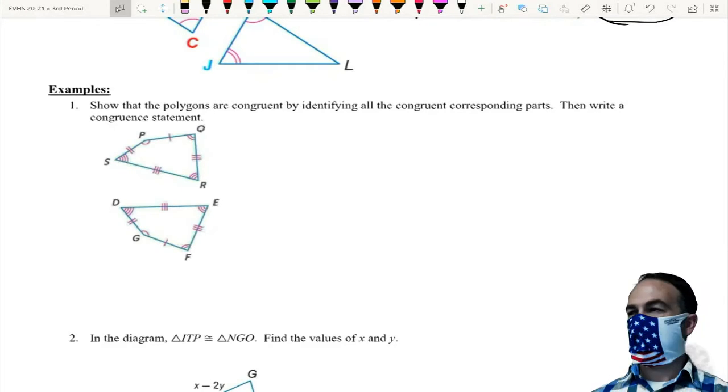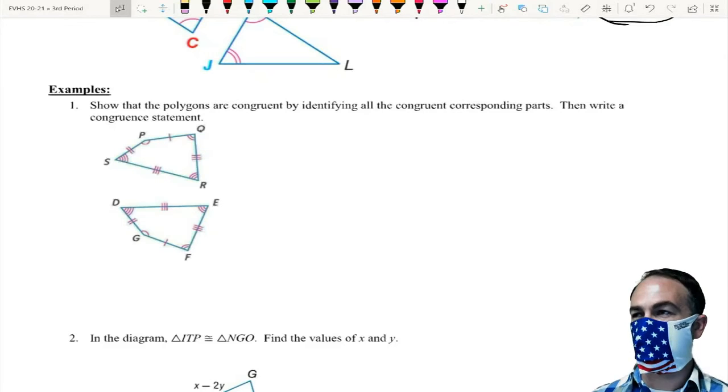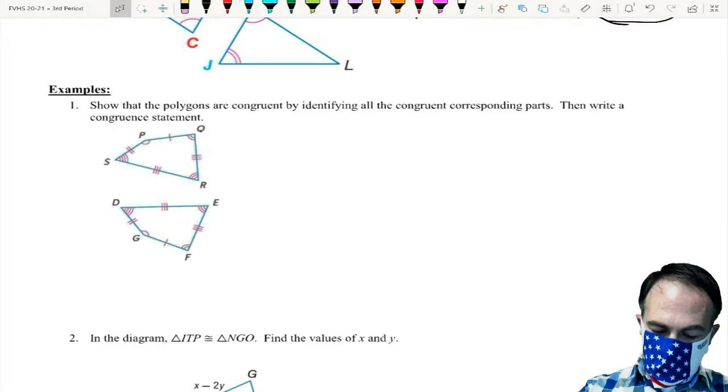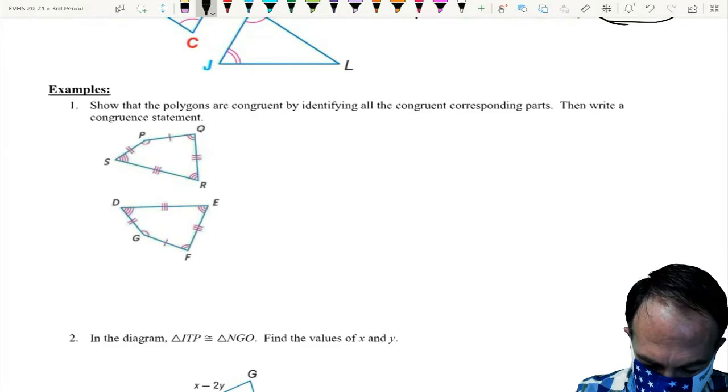Now, we talked about triangles. All those properties still apply to greater order polygons as well, with the exception of the third angles. That only applies to triangles. But let's go ahead and write these out.